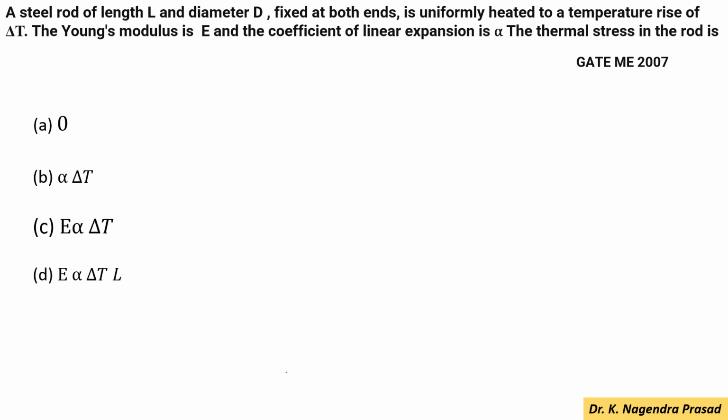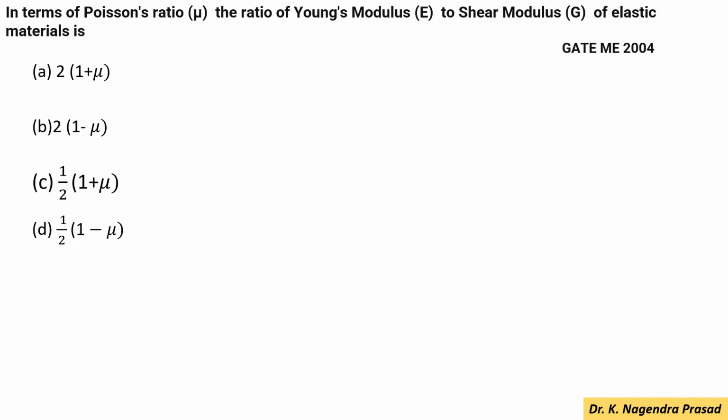So it is the direct formula only. So we know that thermal stress sigma T equal to E alpha delta T. So option C is the correct. So let's see the another question.